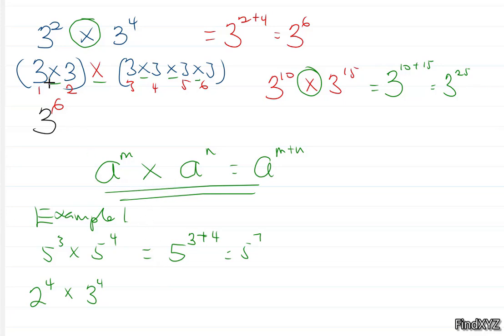The key thing is that this base must be the same as the second base, but you clearly see that this is 2, this is 3. We cannot put them together. They are different bases, so this will not work.